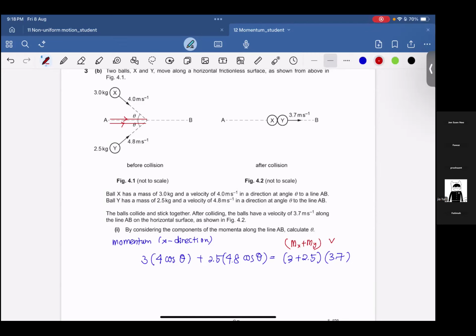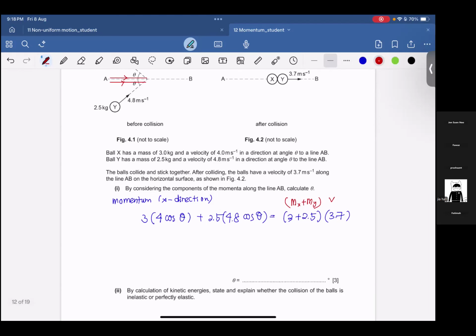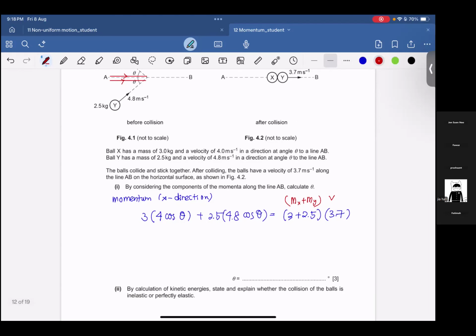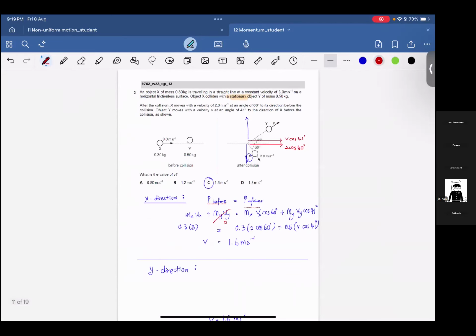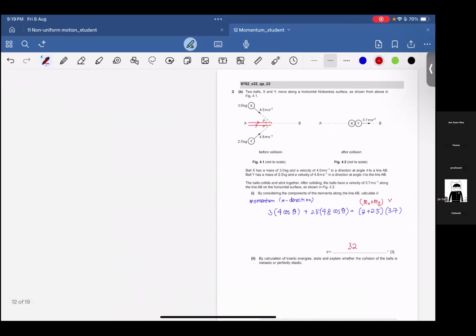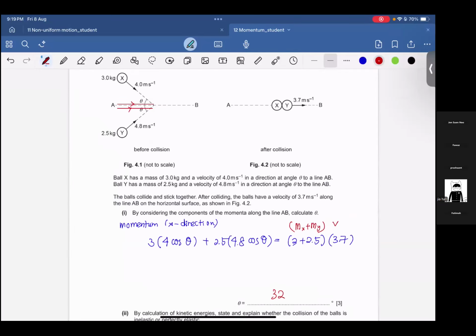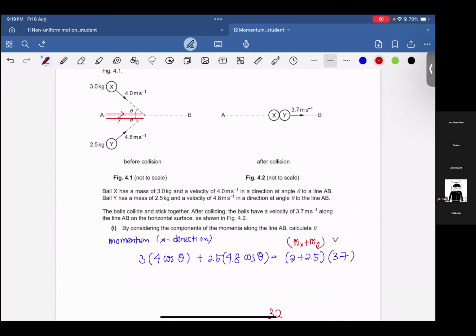Okay. Yes, Kai Chen, correct. 32. So you solved it by using mathematics. At the end, you should get 32 degrees. So basically, it's the same thing as this, but just now it's giving you the angle. Right now it is the same method, but the angle is unknown.